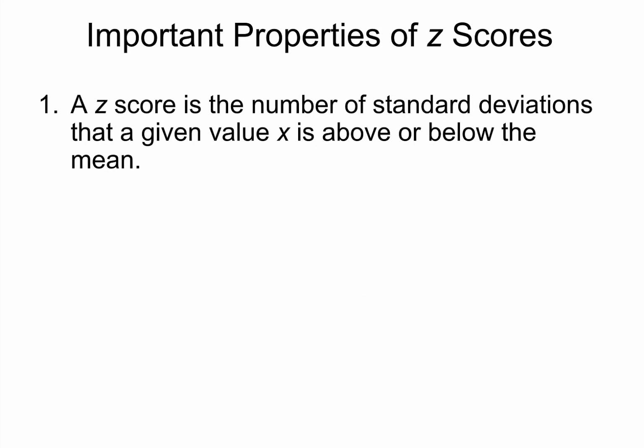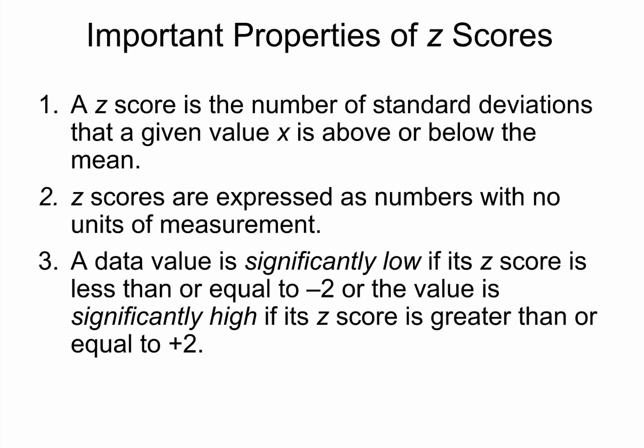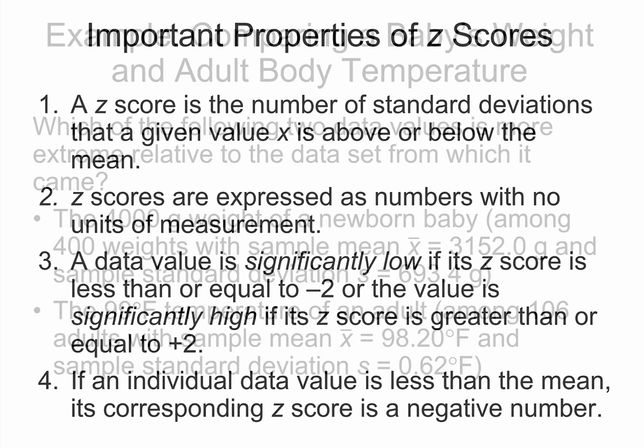Important properties of z-scores. A z-score is the number of standard deviations that a given data value is above or below the mean. Z-scores are expressed as numbers with no units of measure. A data value is significantly low if its z-score is less than or equal to -2, or the value is significantly high if the z-score is greater than or equal to +2. If an individual data value is less than the mean, its corresponding z-score is negative. Conversely, if it's above the mean, the z-score will be positive.